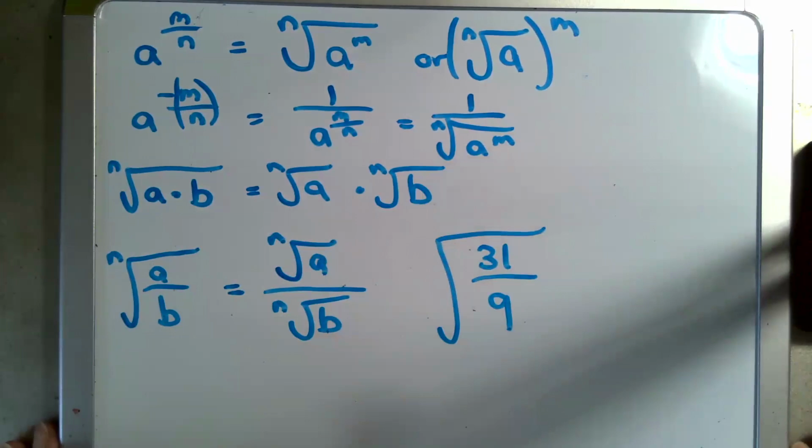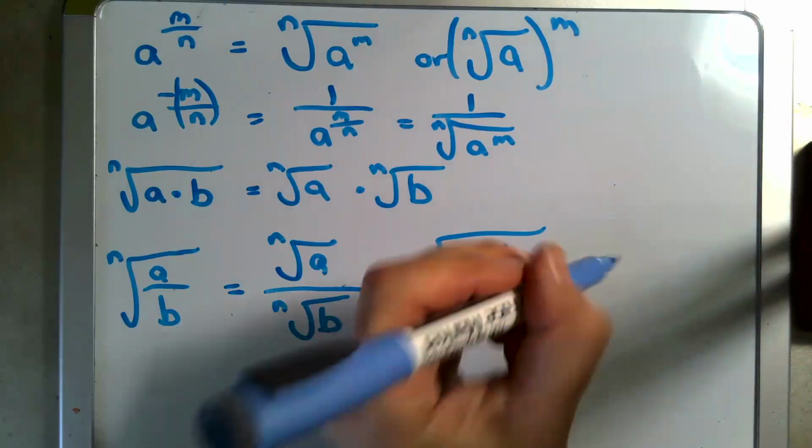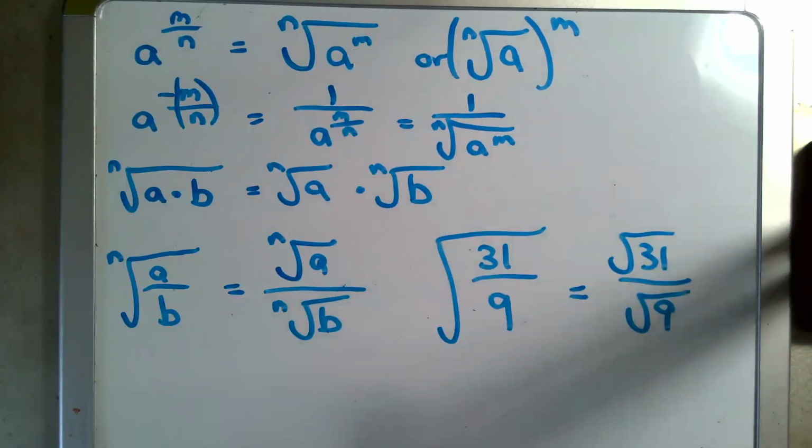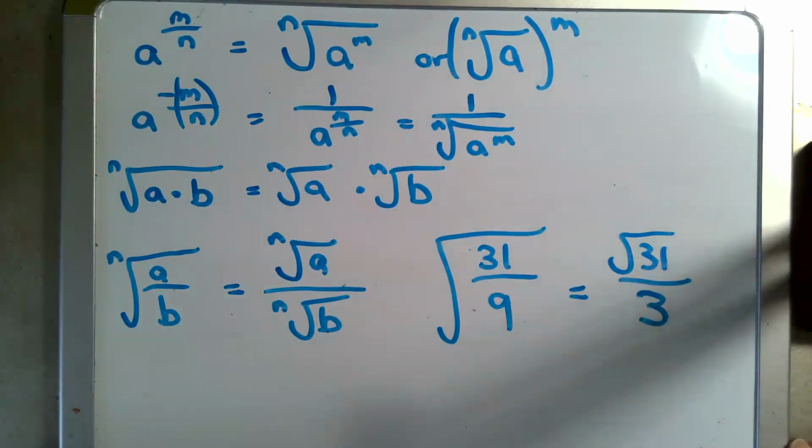Similarly, let's say I have the following problem. The square root of 31 over 9. 9 does not divide into 31 evenly, but 9 is a perfect square. So if I take this and I separate it instead, the square root of 31 divided by the square root of 9, and then the square root of 9 can simplify just to 3. And now I've made my life easier.